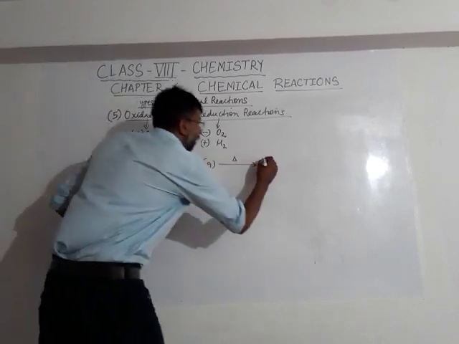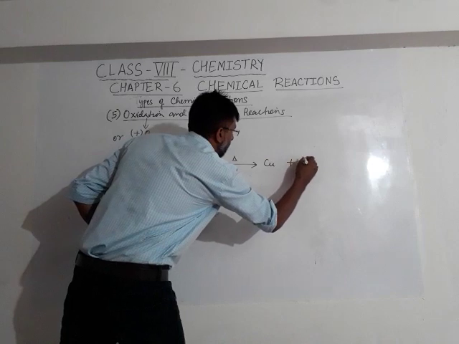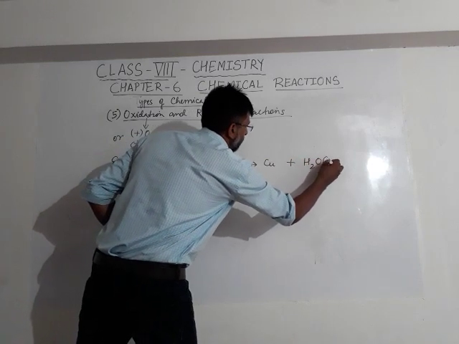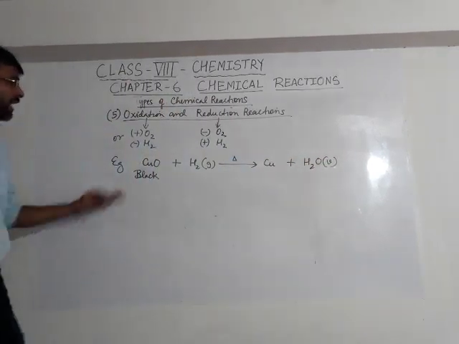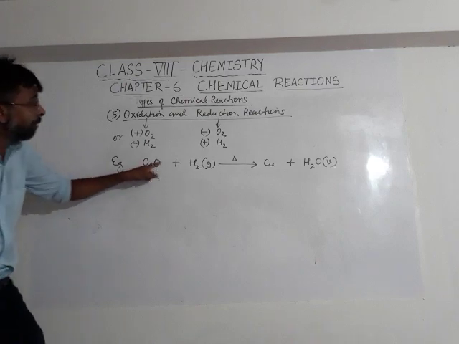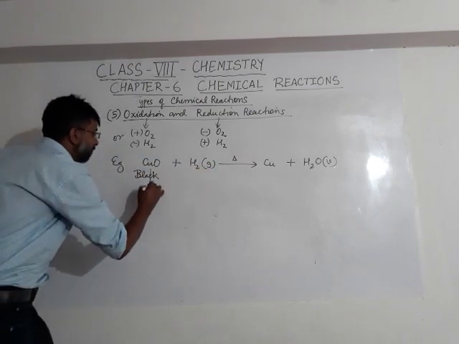So the products formed are copper metal and water vapor. Look at this. What has happened? Copper oxide has become copper. So what has happened?